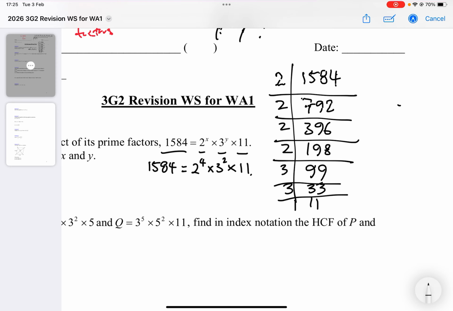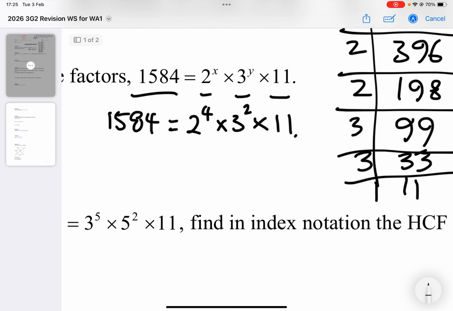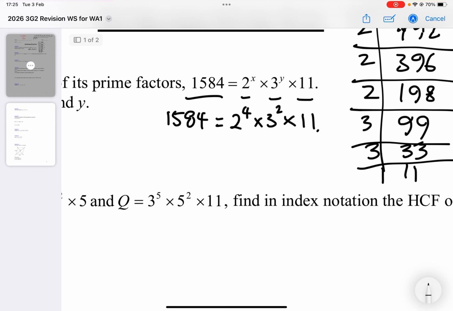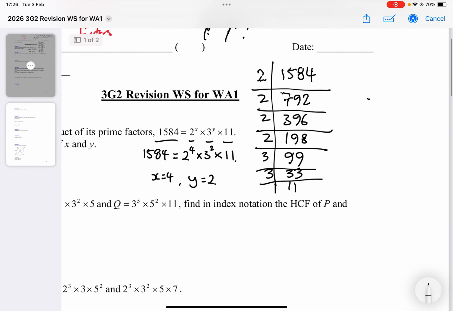So once I have the prime factorization, I compare to what they give me. By comparing the power of 2, which is x, the power of 2 is 4. So from there, I know x is equal to 4. Then I compare the power of the 3, and I know y equals 2. Okay? The ladder one is what I think most students do.